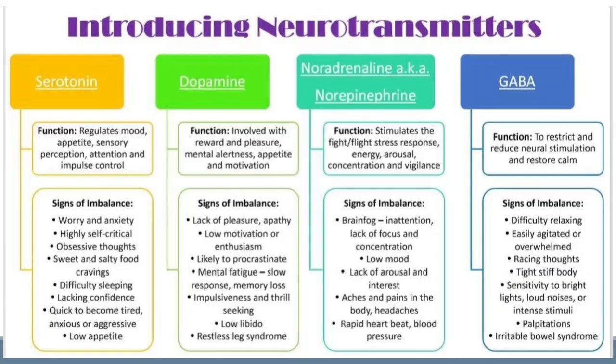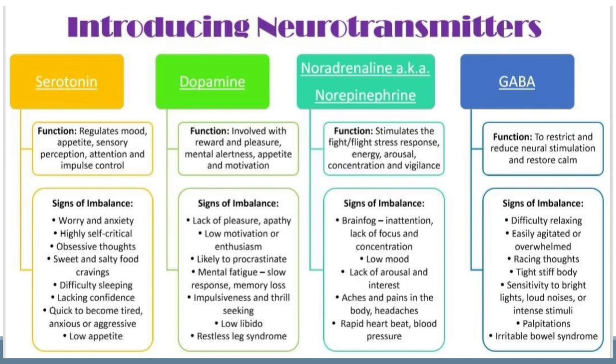I want to talk a little bit about neurotransmitters, what they are, what they mean, because you're going to hear how some of these medications affect different things in the brain. So serotonin levels, for example, regulate mood, appetite, sensory perception, attention, and impulse control. Okay, so when someone has a serotonin imbalance, some of these signs might be worry and anxiety, obsessive thoughts, difficulty sleeping, quickly becoming tired, anxious, or aggressive.